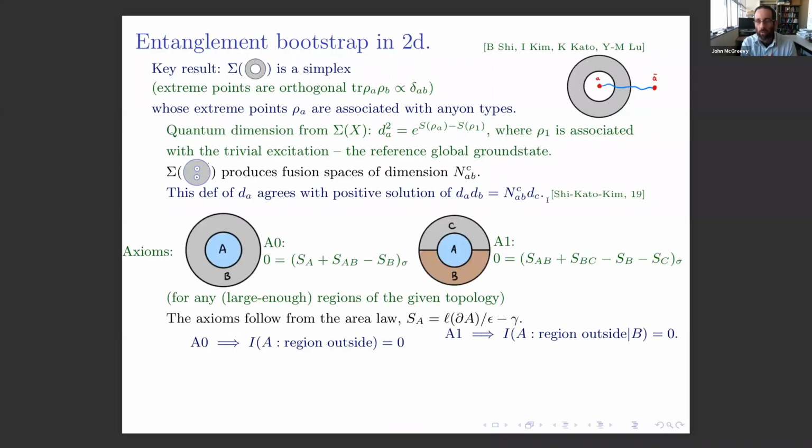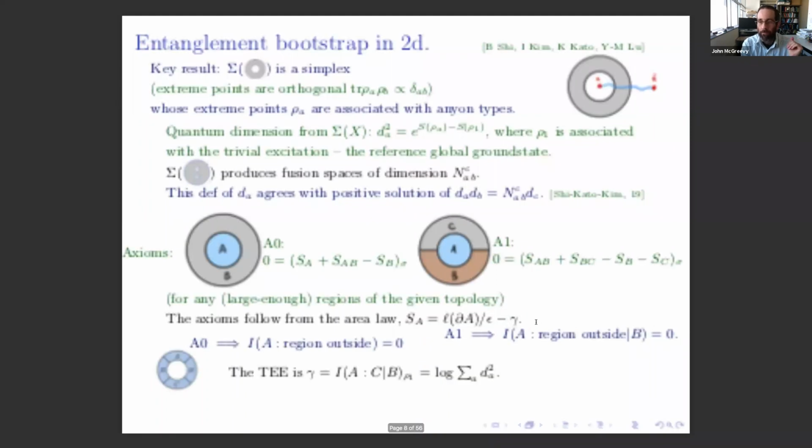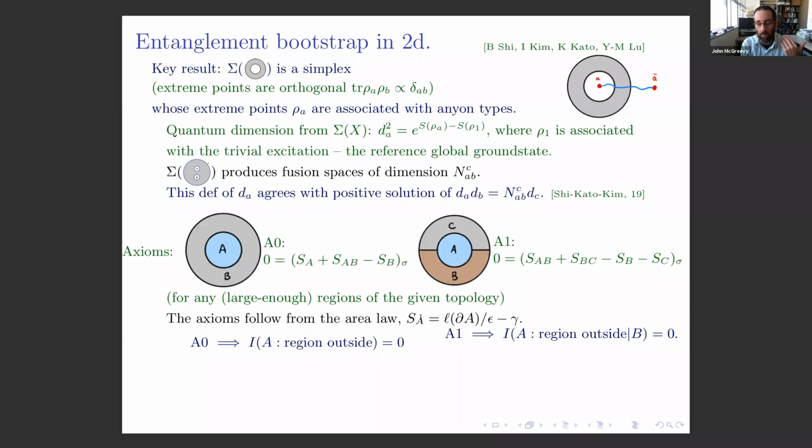And okay, so I should say what are these axioms from which all of these statements are derived? They're really very simple, and they follow from an assumption of a strict area law. That is the assumption that the entanglement entropy of a simply connected region is strictly a term proportional to the length of the boundary minus a universal term. A consequence of that statement is the following two axioms: that for any large enough regions of this topology that I'm describing here, these combinations of entropies vanish.